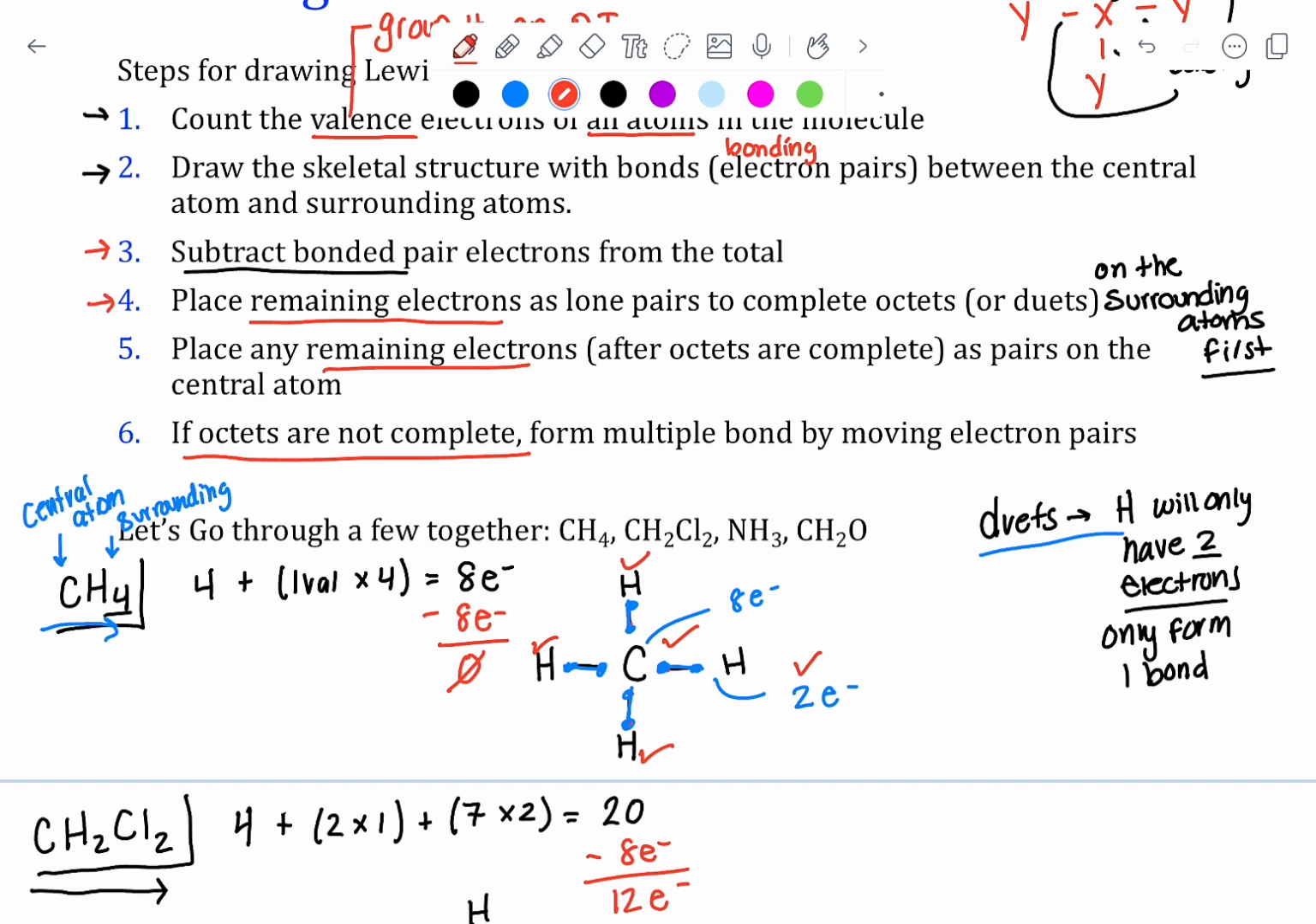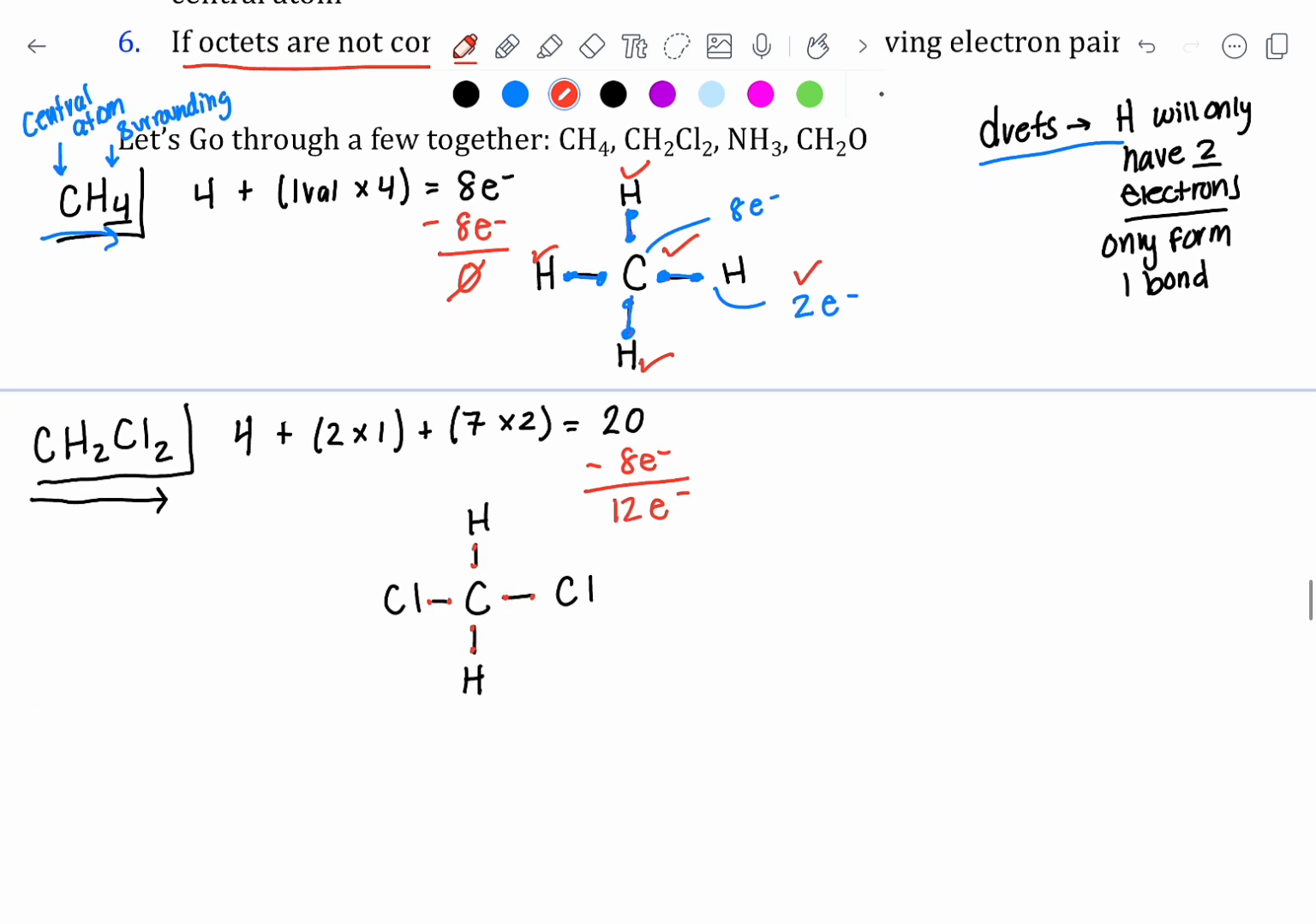place remaining electrons. So I have 12 remaining electrons that I'm going to place as lone pairs on my surrounding atoms to complete their octets. So hydrogen does not need any lone pairs because it already has 2 electrons associated with it, and that completes its duet, so it's happy. So hydrogens are happy. The chlorines, on the other hand, only have 2 electrons associated with it, so we need more electrons to complete its octet, specifically 6 electrons.